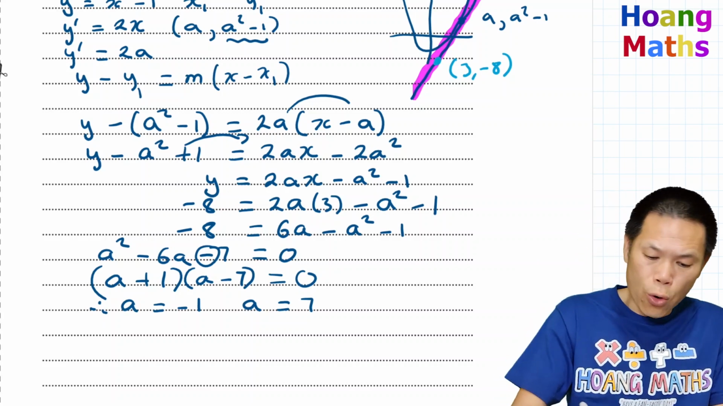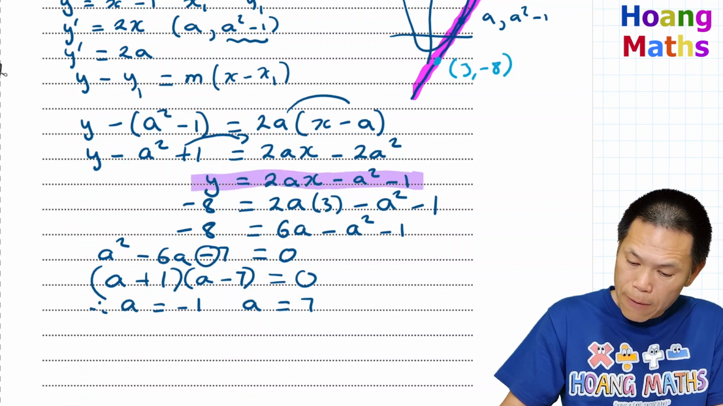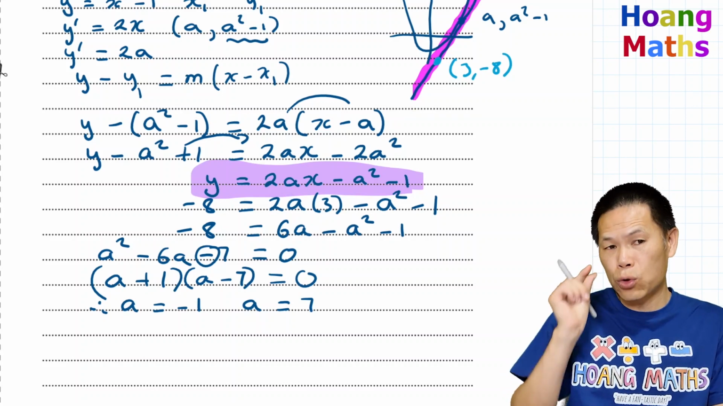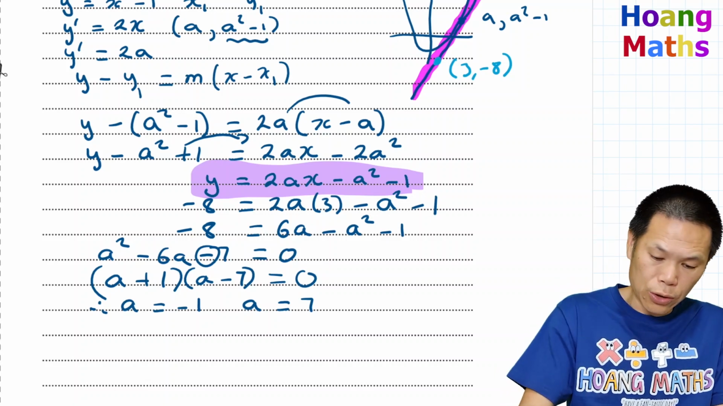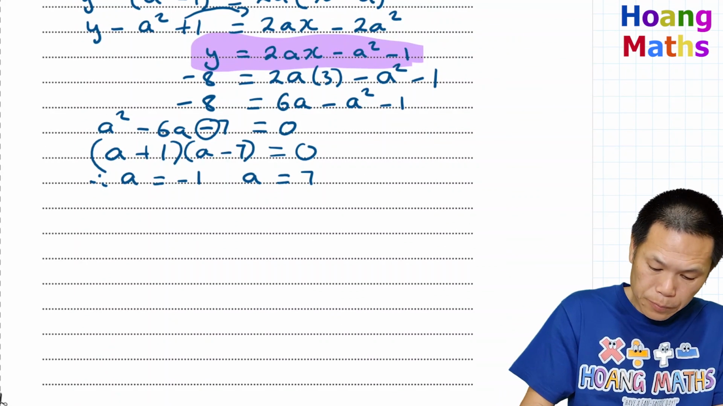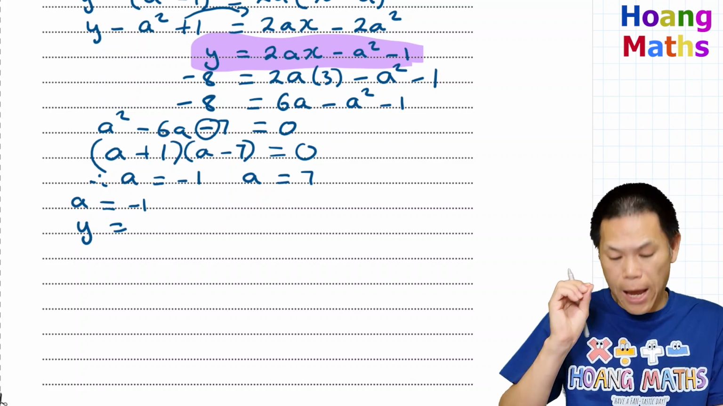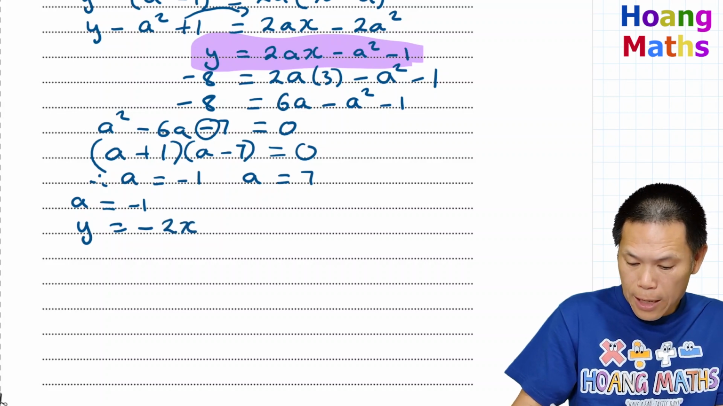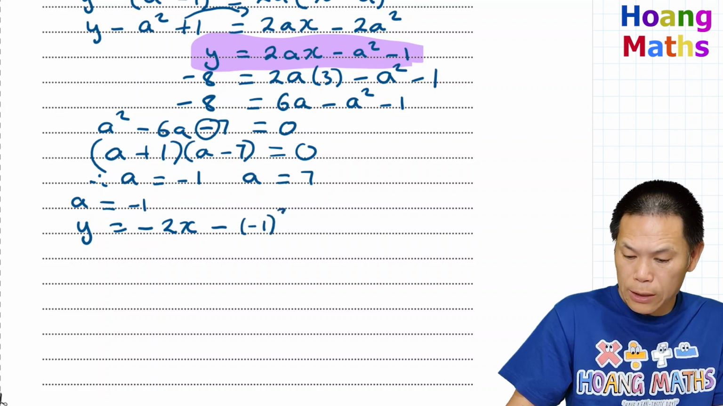So this means that we already found the equation of the tangent, it is this. We already found it here. So now what we do, we just substitute the value a in, and we should have two tangents because a is equal to -1 and a equals 7. So if a equals -1, the tangent will be this. Let me just write a equals -1. So y equals 2 times a, so 2 times -1 is -2, so that means minus 2x. And minus, so -1 squared minus 1.